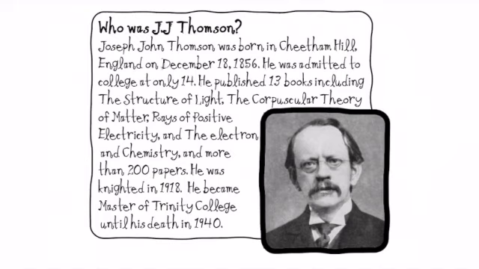So after Dalton, there was J.J. Thomson. John Joseph Thomson was born in Cheetham Hill, England, on December 18, 1856. He was admitted to college at only 14 years old. He published 13 books, including The Structure of Light, The Corpuscular Theory of Matter, Rays of Positive Electricity, and The Electron in Chemistry, and more than 200 papers. He was knighted in 1918 and became the Master of Trinity College until his death in 1940.